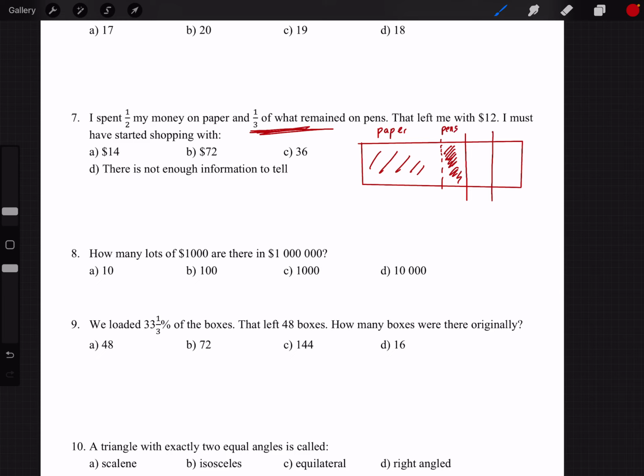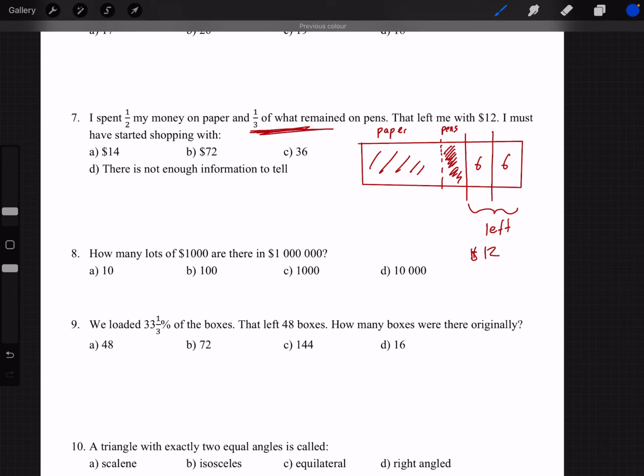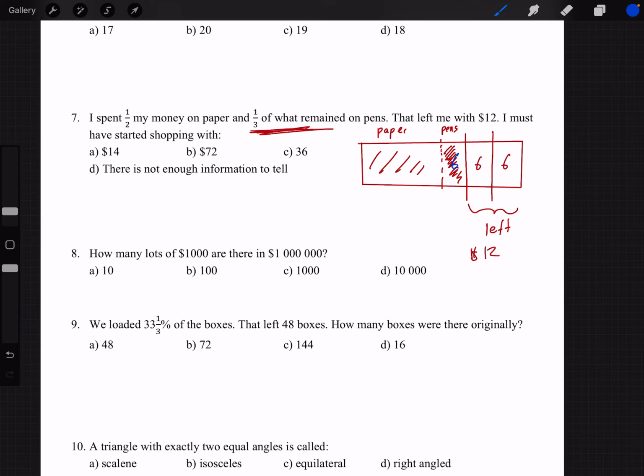That left me with $12. So this is $12 right here. Therefore, each of these must be 12 divided by 2, which is 6, because we have 2 blocks, each is 6. That means this one must also be 6. So all of this together, 6 times 3 is 18. And $18 is only half of how much he started with. So that must be another $18.